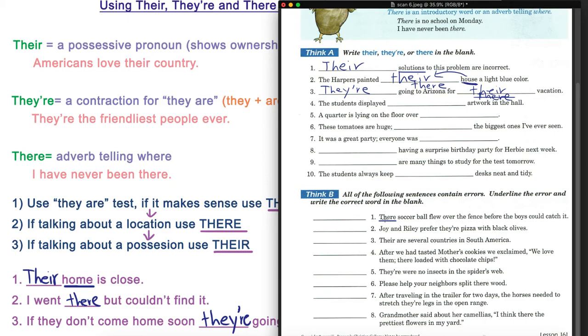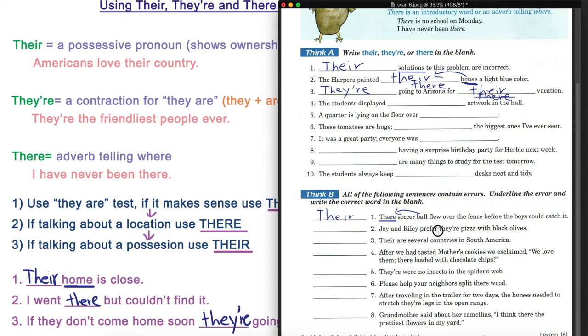So this there is incorrect. This there is talking about location. Their soccer ball is, does that make sense? Is there where the soccer ball flew over? No. For this one, they want the possessive form of their. Like whose soccer ball is it? It's their soccer ball. So the possessive form of their is which one? This one, right? T-H-E-I-R. The pronoun their.